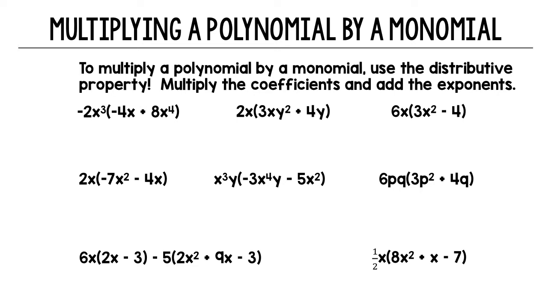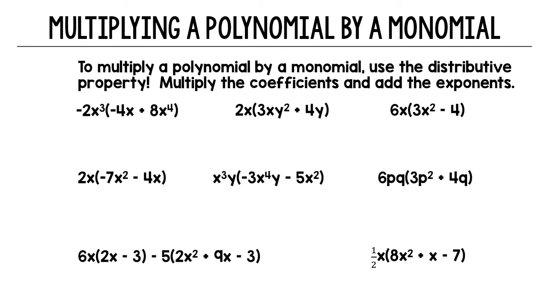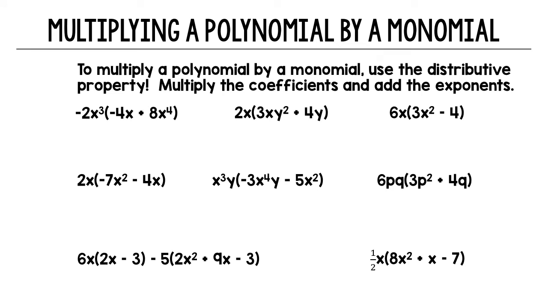So we multiply the coefficients, and add the exponents. -2 times -4 is +8. x to the third times x to the first, add exponents, is x to the fourth. -2 times 8 is -16. x cubed times x to the fourth, add the exponents and get x to the seventh.